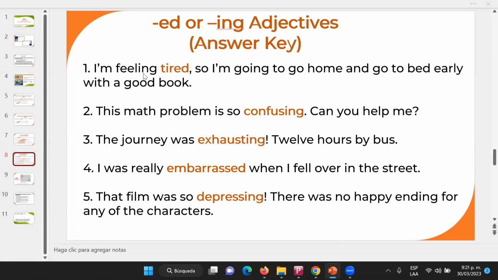We already know that feelings are connected with ed. In other cases, because we already established that it is only for living things, like the case of number 2, and the case of number 3, we're talking about a math problem and a journey. Those are things that can't feel. In the case of number 4, we are talking about embarrassing. Remember that when we are talking about people, it could be with ing, but once again, we need the context.